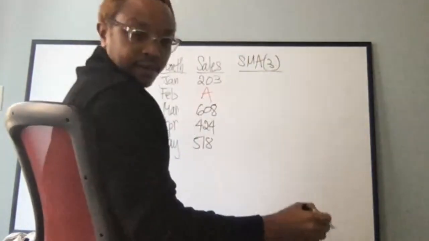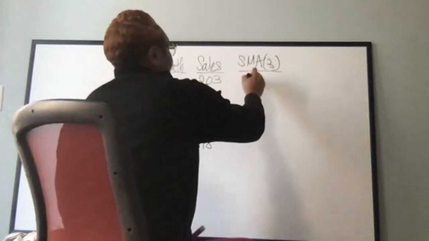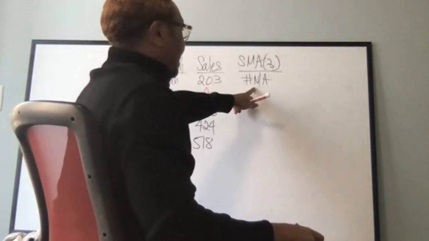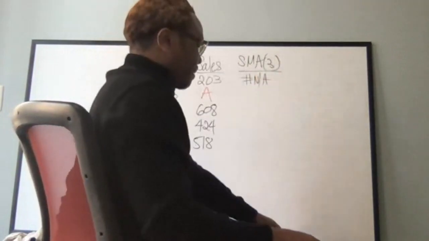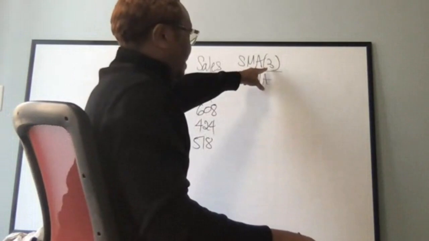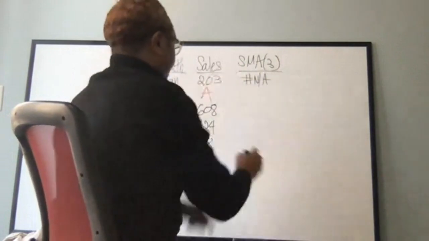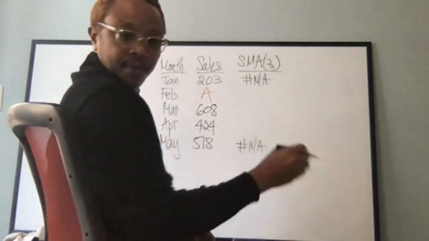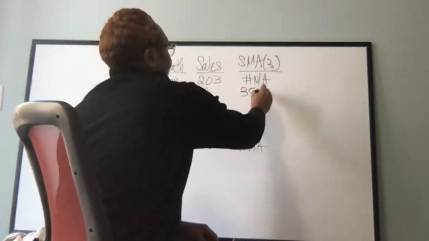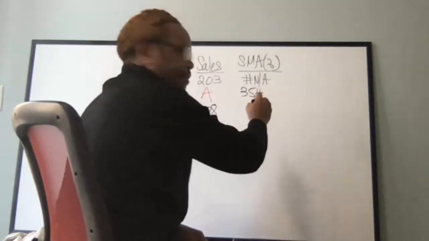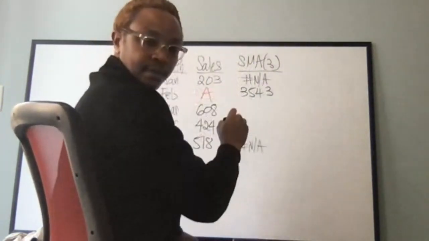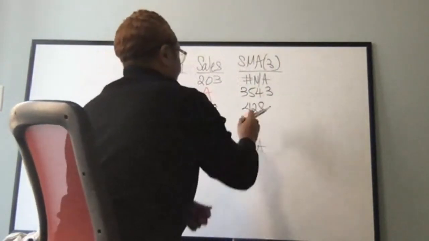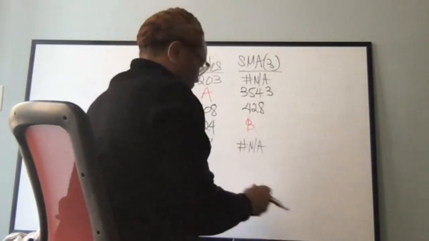Now, suppose I have right here SMA3, let's say NA. Of course, I think we understand why that's the case. As you saw in the lab, when you have a SMA3, then I don't plot anything here, and I also don't plot anything here. So I'm going to say NA here. And I'm going to say 354.3, 428. And I'm going to put a B right here.